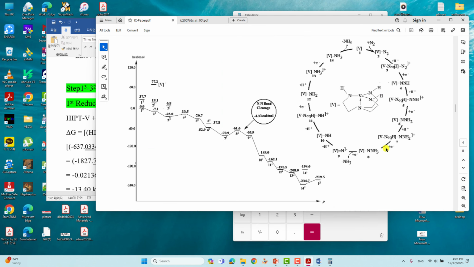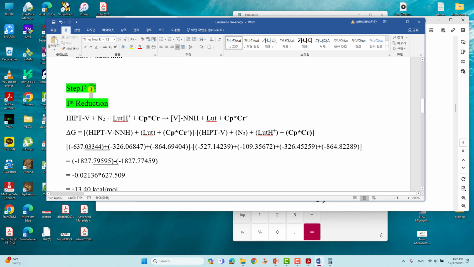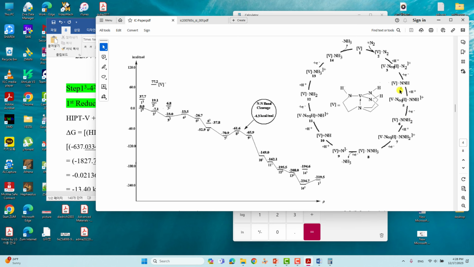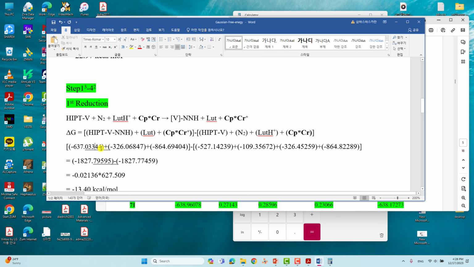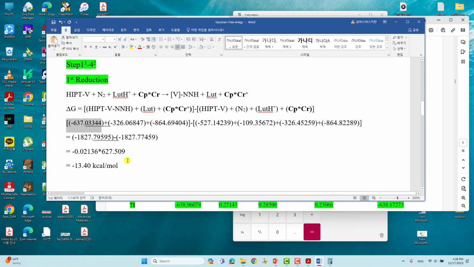If you see the catalytic cycle, you can see this is the fourth one, actually NNH. The fourth one is a doublet, they mentioned. The doublet energy is this one, 637.03344, so that energy I have mentioned. So likewise you have to choose the correct spin multiplicity to get the lowest energy structures.